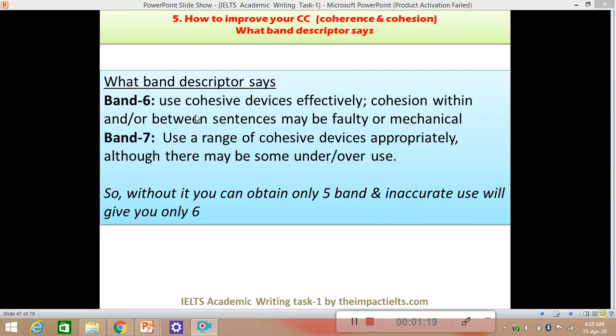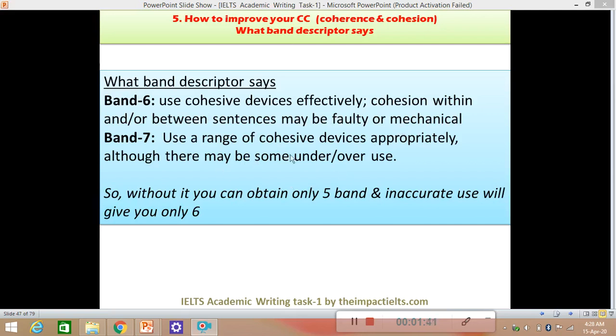So here the band descriptor says use cohesive devices effectively, cohesion within or between sentences. So that we'll try to understand. May be faulty or mechanical, right? So within the sentences and between the sentences, we'll try to illustrate it.